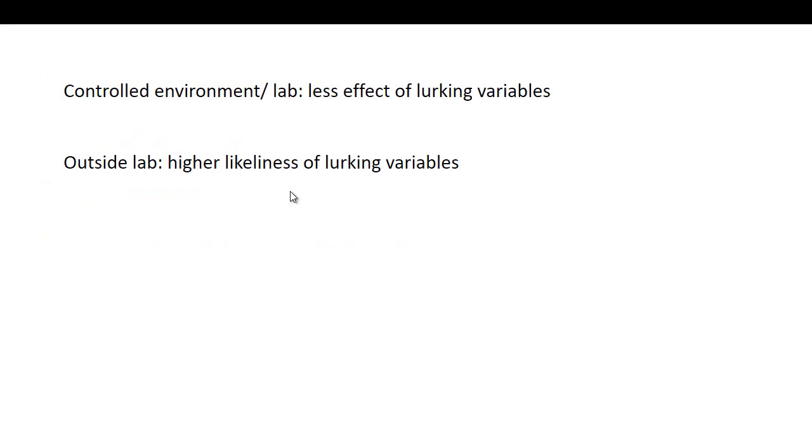Controlled environment versus uncontrolled environment. A controlled environment is like a lab, and when you carry out the experiment in a controlled environment, you can avoid the effect of lurking variables more easily. If it is an uncontrolled environment, then there would be a higher likelihood of lurking variables.